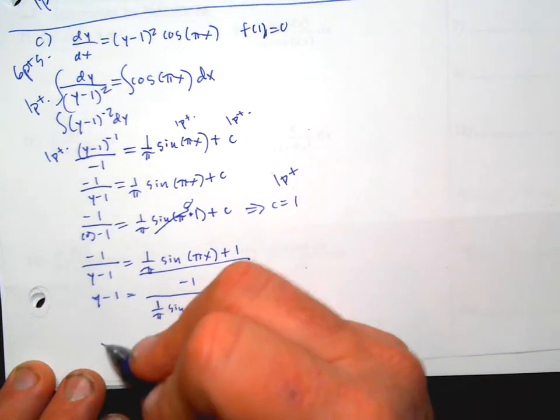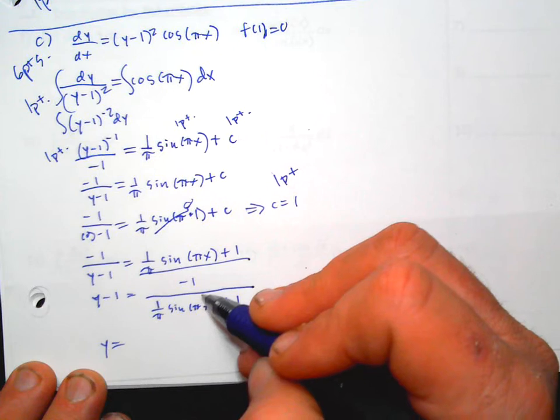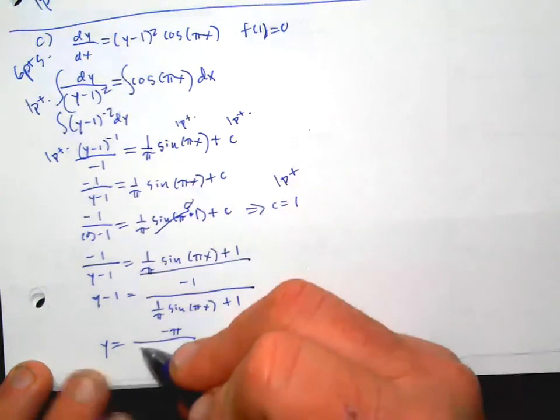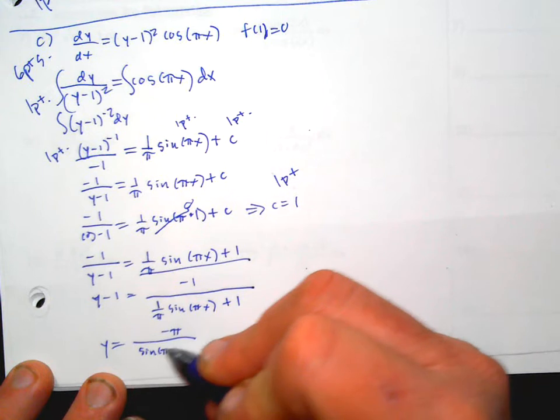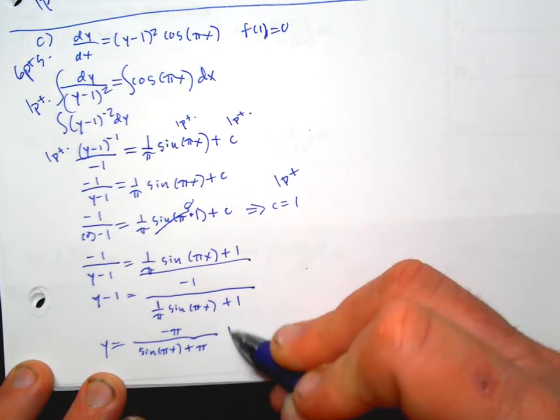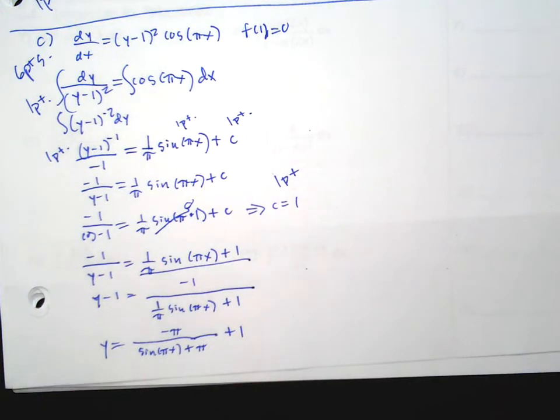And then we could add a 1 to both sides. Now, I don't want mixed fractions, so I'm going to multiply top and bottom by pi. So it's going to be -pi over sine of pi x plus pi, plus 1. So there's your solution. Now we got to check the domain.